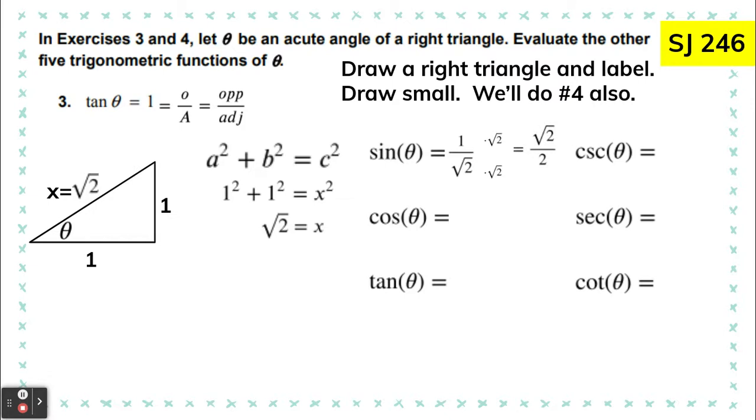If you notice, cosine actually is the same thing. It's still 1 divided by. So I'm going to get the same answer. Tangent, opposite over adjacent, or they actually told us the value of tangent already.